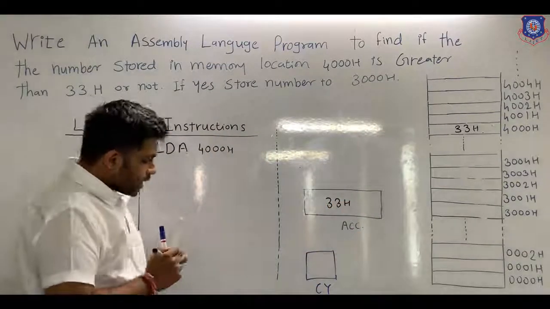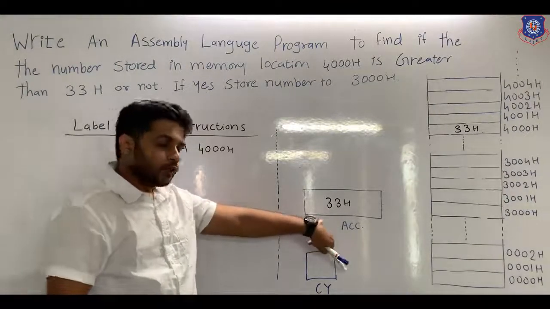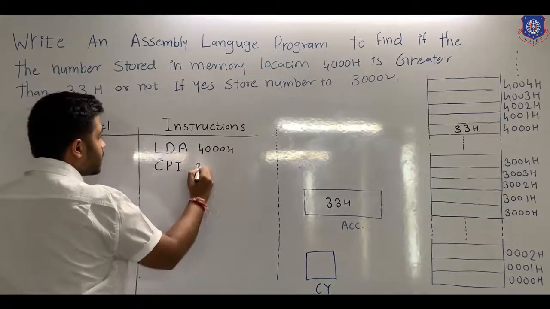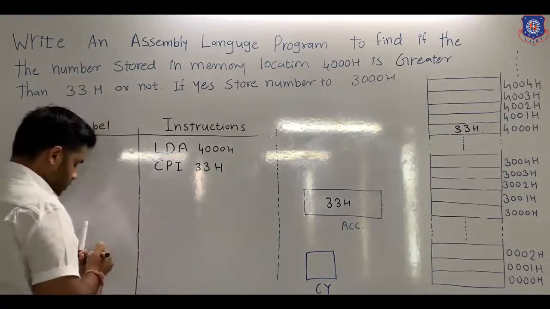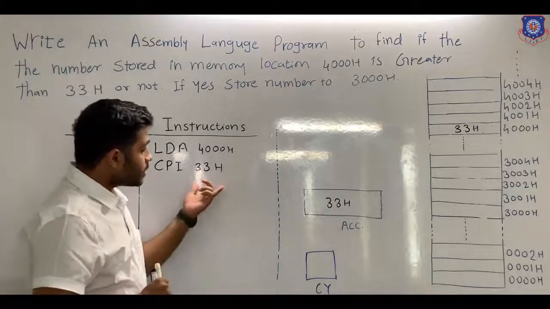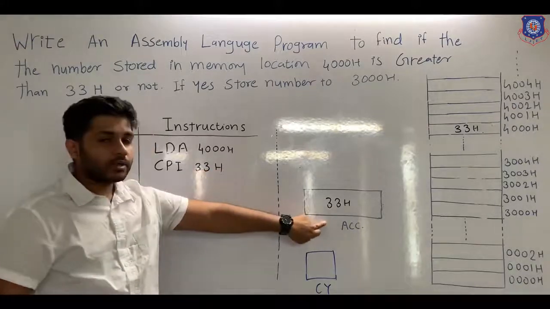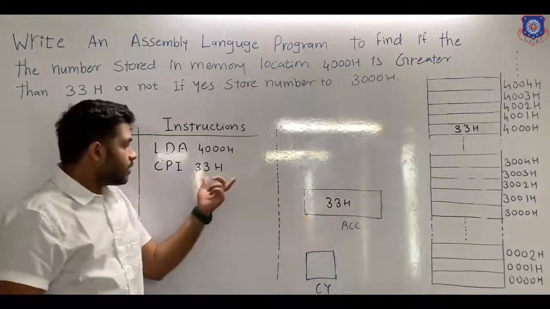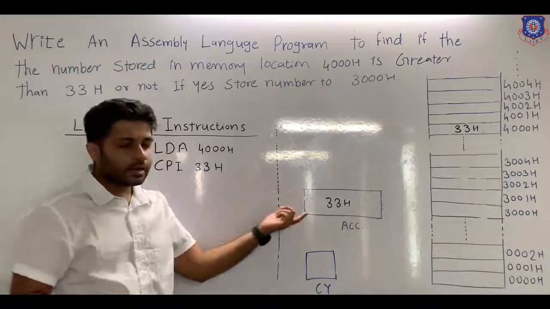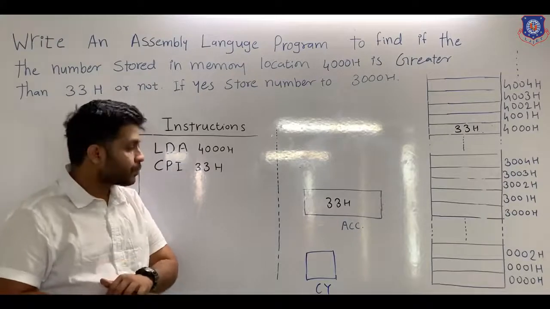After that, we will check if the number is greater than 33H or not. For that, we will use the instruction CPI 33H. Now when we perform the CPI 33H, the comparison between the 33H and accumulator will be done. After the comparison, right now both numbers are same, in that case zero flag will be set.